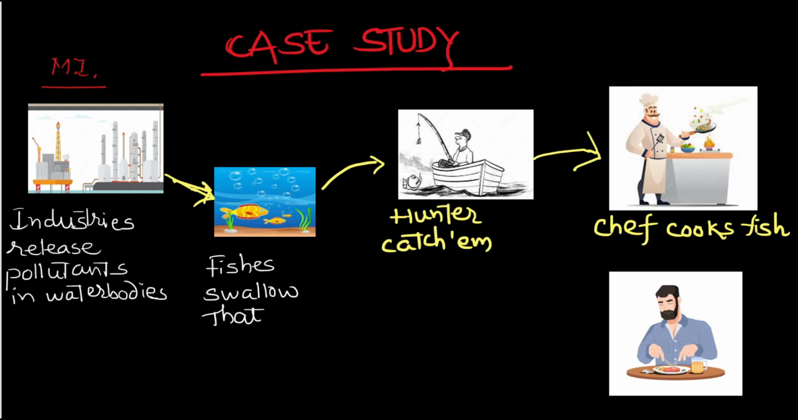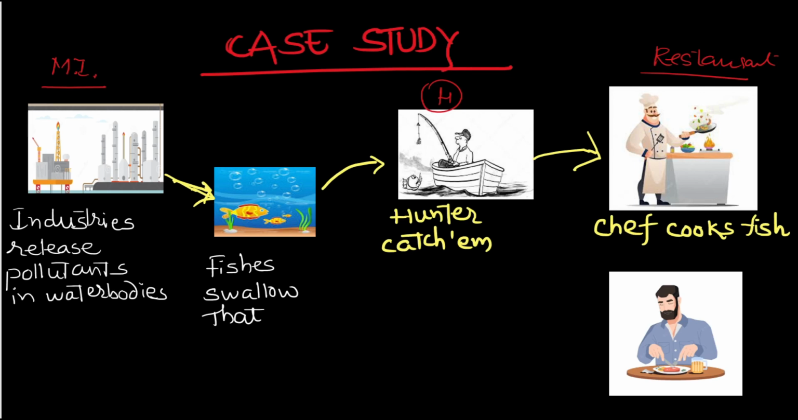Now, fish swallow that, and there is a hunter. Let us call him H. Hunter H catches the fish and then sells those fish to a restaurant. So he sells the fish to a restaurant, and in that restaurant, the chef, by making use of that fish, cooks a dish, and then they serve that dish to the customers. The chef is not aware of what has happened in the backend, and neither is the customer aware. But this is the complete scenario.